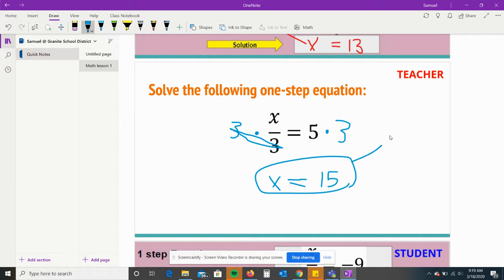And let's see if it's true. We could always plug it back in. 15 divided by 3 is 5. Okay, we got it correct. All right, pause the video now and try the last one.